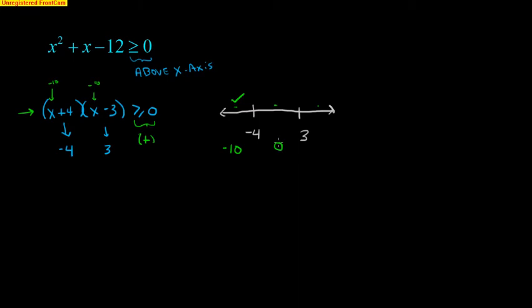Now give me a number between negative 4 and 3. I'm going to pick 0. 0 is always a great number to pick. So I plug in 0, and if I plug in 0, I get 4. That's positive. And I plug in 0 here, that's negative 3.